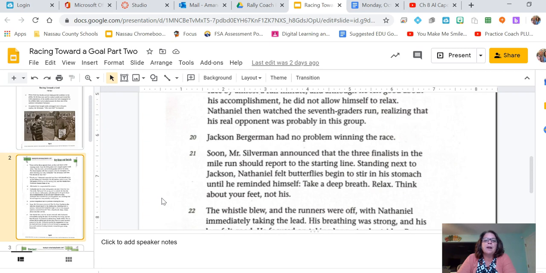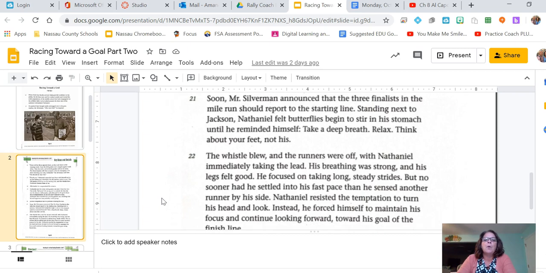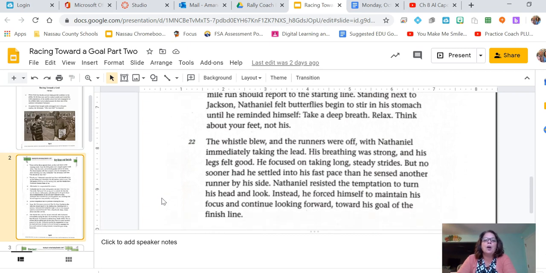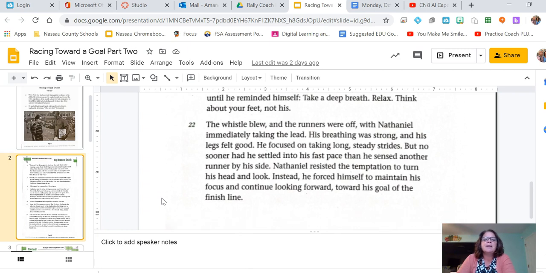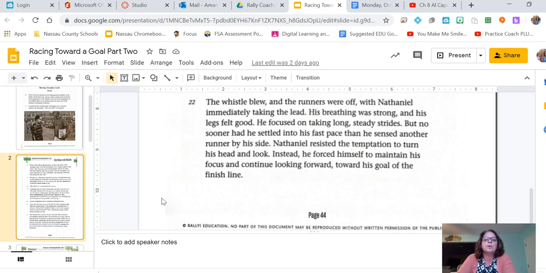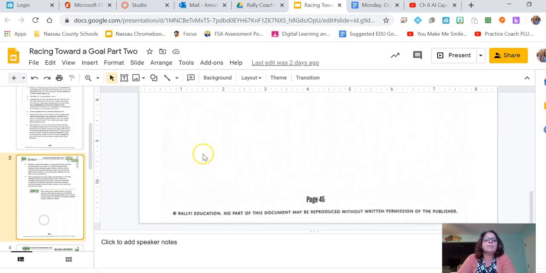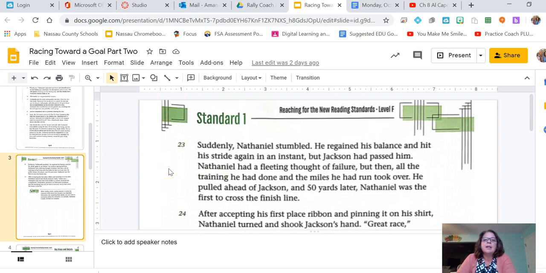Soon, Mr. Silverman announced that the three finalists in the mile run should report to the starting line. Standing next to Jackson, Nathaniel felt butterflies begin to stir in his stomach until he reminded himself, "Take a deep breath. Relax. Think about your feet, not his." The whistle blew and the runners were off, with Nathaniel immediately taking the lead. His breathing was strong and his legs felt good. He focused on taking long, steady strides. But no sooner had he settled into his fast pace than he sensed another runner by his side. Nathaniel resisted the temptation to turn his head and look. Instead, he forced himself to maintain his focus and continue looking forward toward his goal of the finish line.